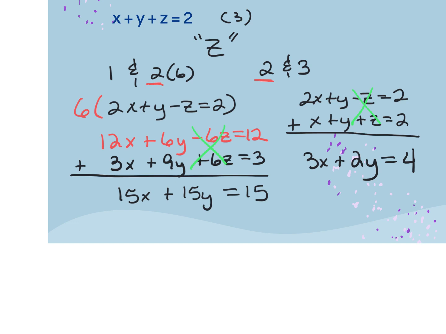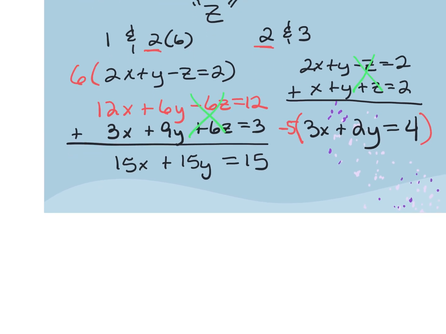I now have only 2 unknowns. So I need to decide which variable to eliminate. I need to multiply by something to get it to cancel. I think it's going to be easier to eliminate x, and I can multiply my equation on the right by -5. If I want to eliminate y, I would have to multiply both equations and make them both 30. So this is why it's going to be easier to eliminate x. So now I'm going to multiply this equation, and I end up with -15x minus 10y equals -20.